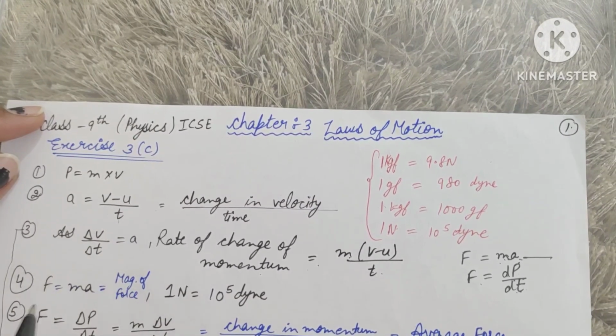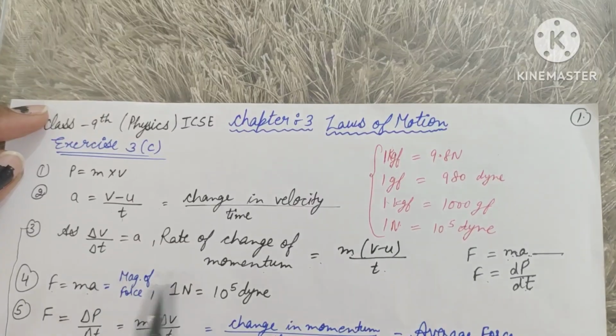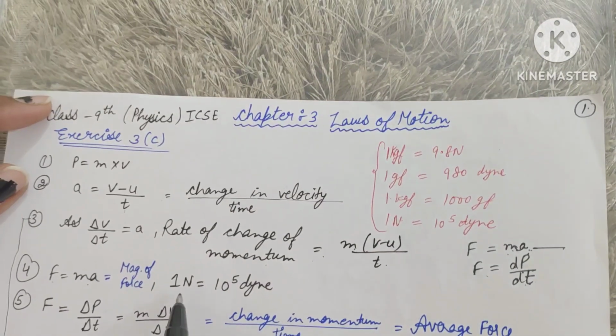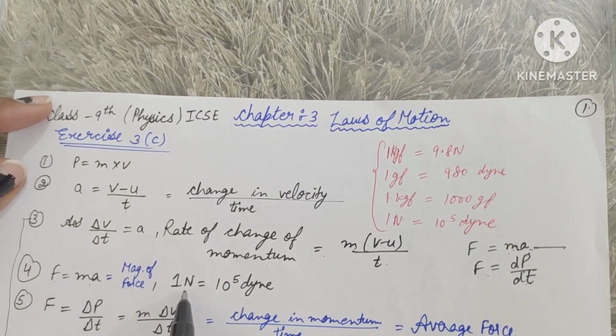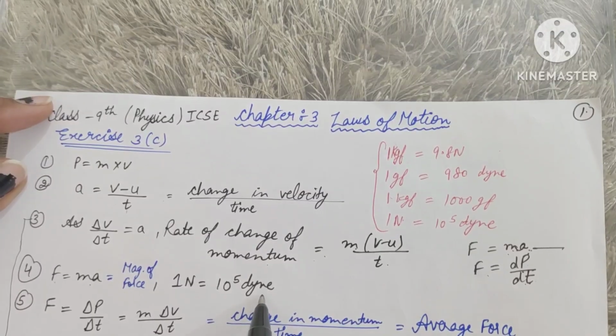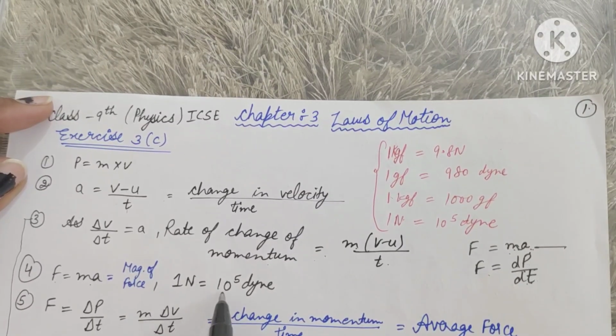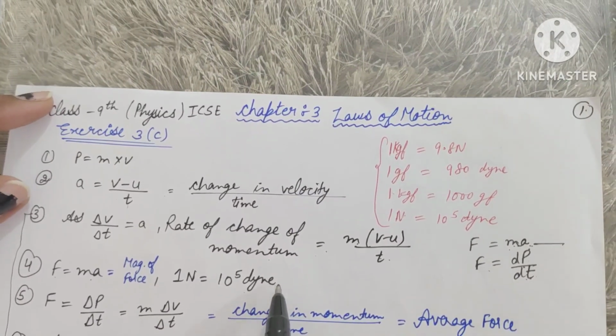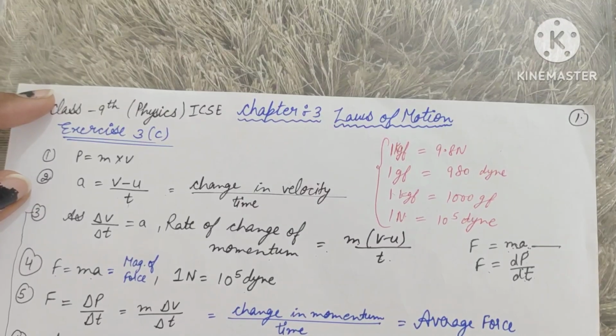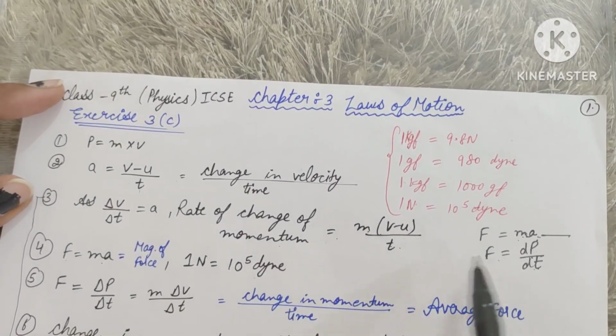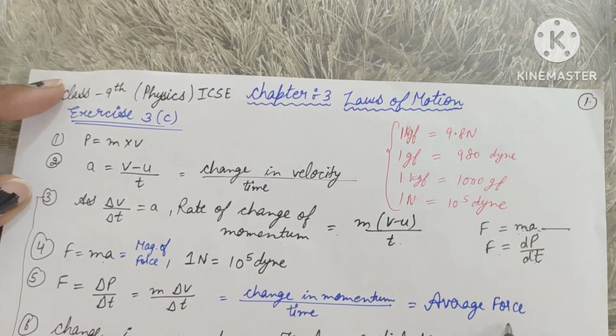The next thing is F equals ma, that we have already done. Now what are the units of force? It is 1 Newton. In the form of the dyne, 1 Newton is equal to 10 raised to the power 5 dyne. Next is, what is the rate of change of momentum? I have already explained this point earlier to you all.